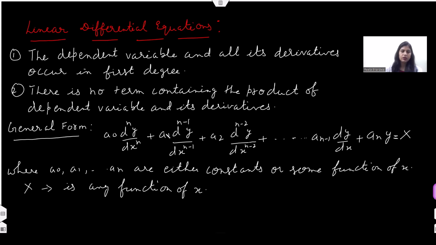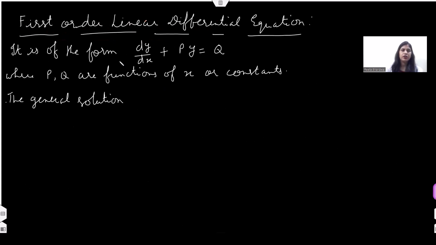So now we see that the degree of a linear differential equation is 1 and it may have any order. Here we will first discuss first order linear differential equations, that means linear differential equations which have only first order. These equations are of the form dy by dx plus py is equal to q. Here p and q are functions of x or they may be constants.